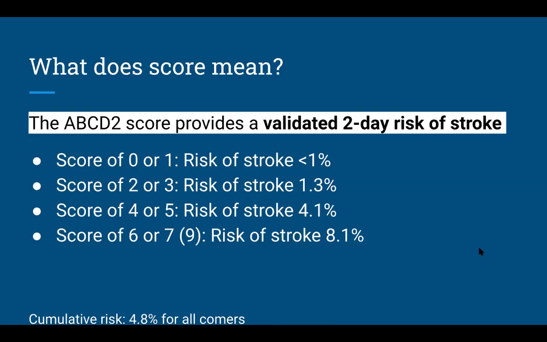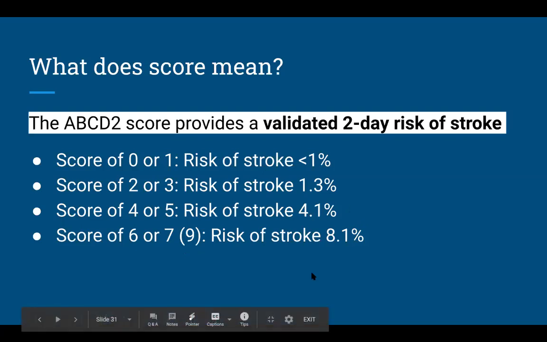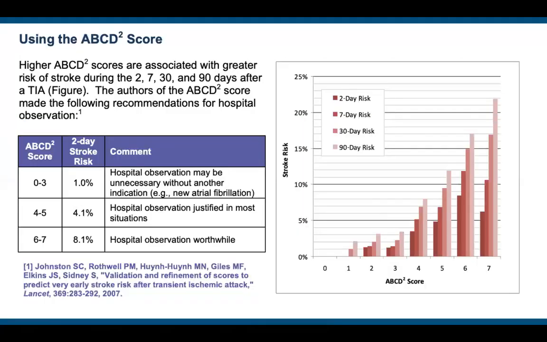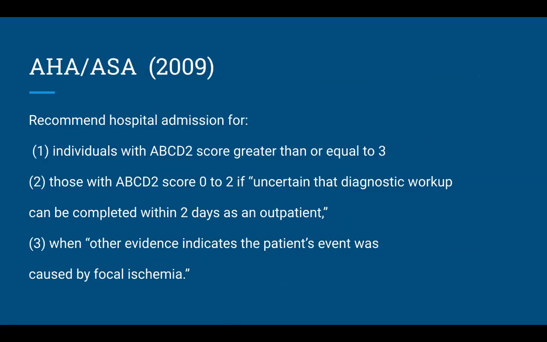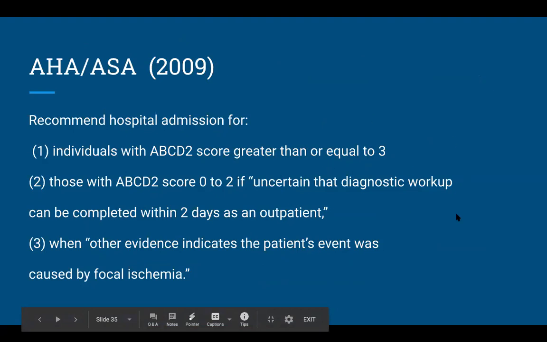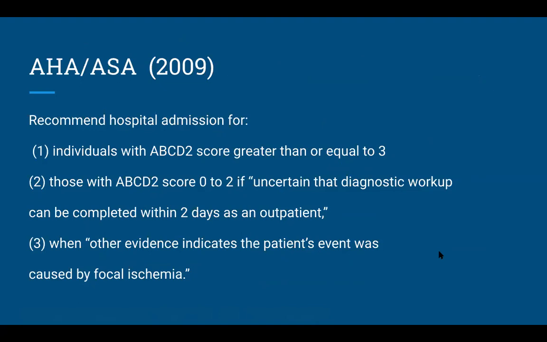Once you see that your score is getting up there to like 4 or 5, that's 4.1%. That's pretty high. And more than that, the risk of stroke is 8%. I'm just going to skip through this, but I wanted you guys to be aware of it, and I will send out my slides. There are ACEP policies and also American Heart Association and Stroke Association policies that recommend, based on the ABCD2 score, whether it's safe to discharge the patient if the score is low.